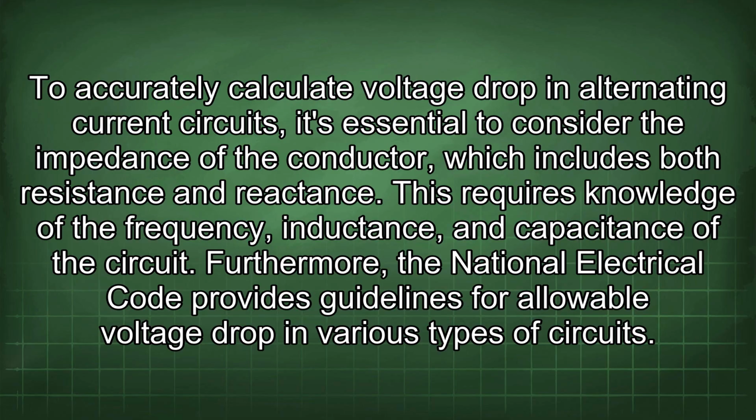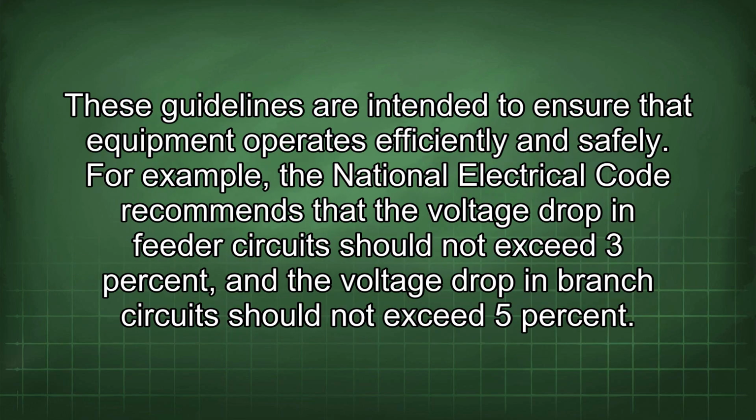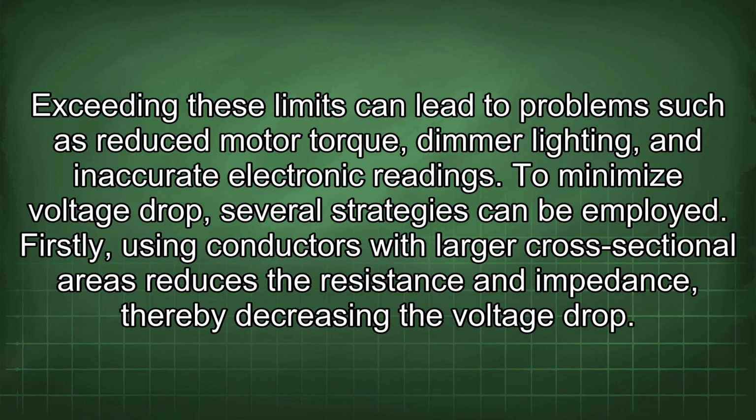Furthermore, the National Electrical Code provides guidelines for allowable voltage drop in various types of circuits. These guidelines are intended to ensure that equipment operates efficiently and safely. For example, the National Electrical Code recommends that the voltage drop in feeder circuits should not exceed 3%, and the voltage drop in branch circuits should not exceed 5%. Exceeding these limits can lead to problems such as reduced motor torque, dimmer lighting, and inaccurate electronic readings.